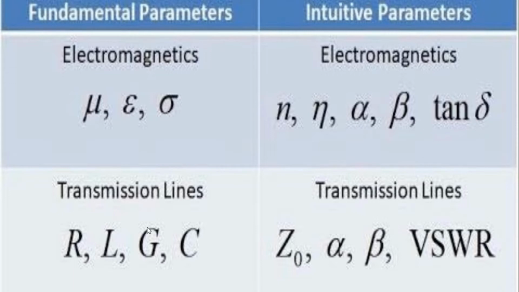Now in transmission lines, the primary constants are resistance R, inductance L, capacitance C and conductance G. G is conductance. So transmission lines, same analysis from intuitive point of view. It is characteristic impedance, alpha the attenuation constant, beta the phase constant and the voltage standing wave ratio.